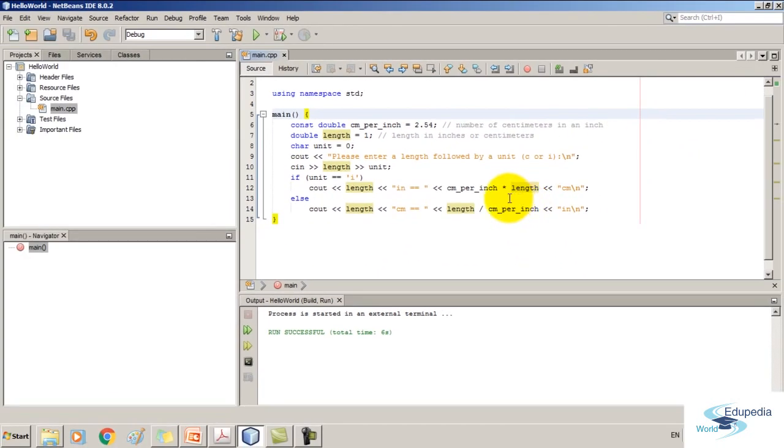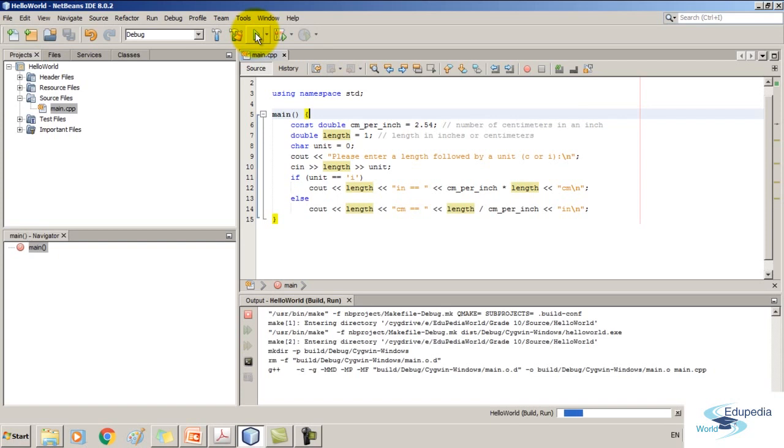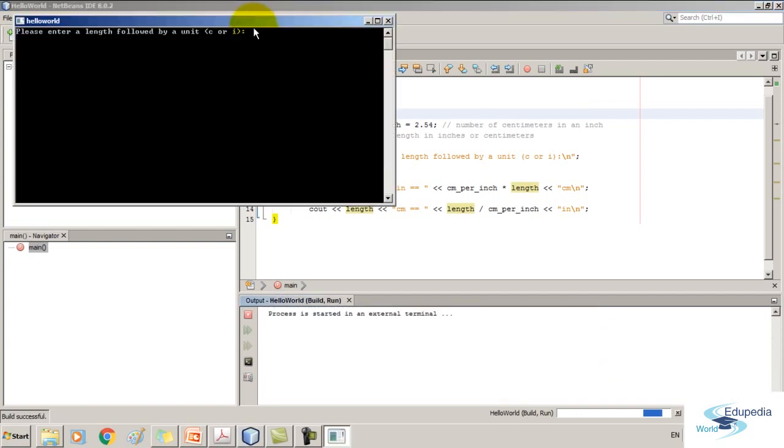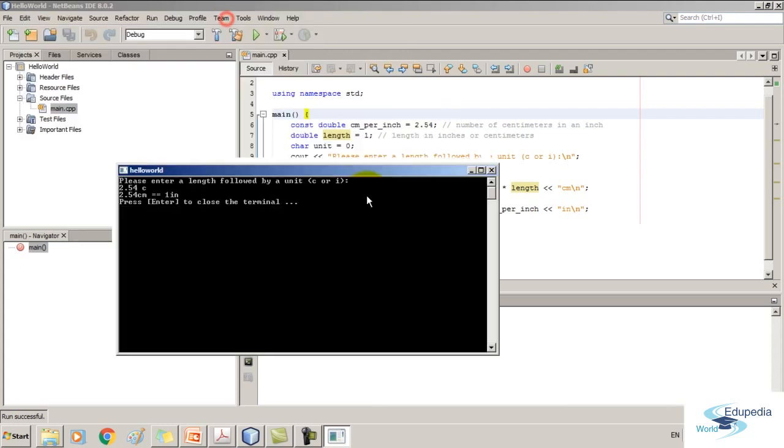Now let's try to execute this program. Please enter a length followed by a unit. Let's enter 2.54 centimeters. Now 2.54 centimeters means it's 1 inch. Let's press enter. You can see it's 1 inch. So our program is correct.